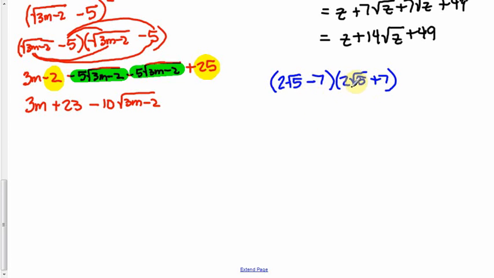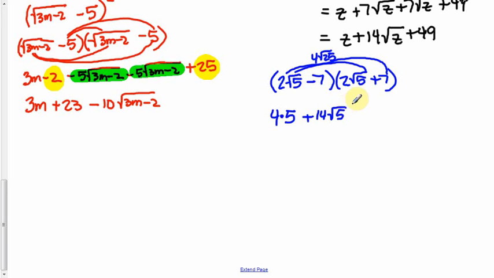So 2 root 5 times 2 root 5 is 4 root 25, which is just 5. Is that okay that I did that? Maybe I should come over here and write. That's 4 on the square root of 25. And so I just wrote a little simplified down here. And then outer be 2 root 5 times 7. That's plus 14 root 5.